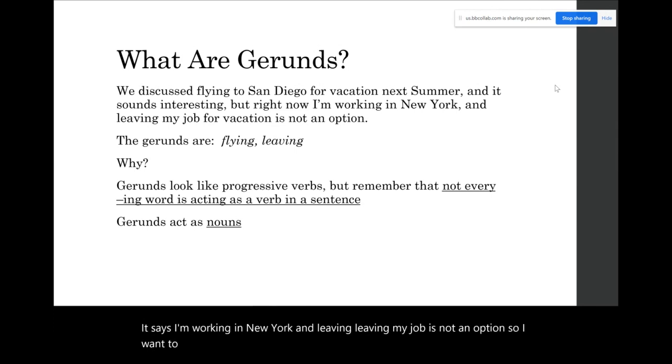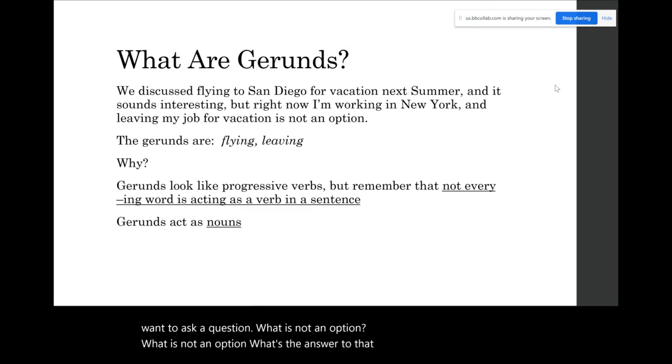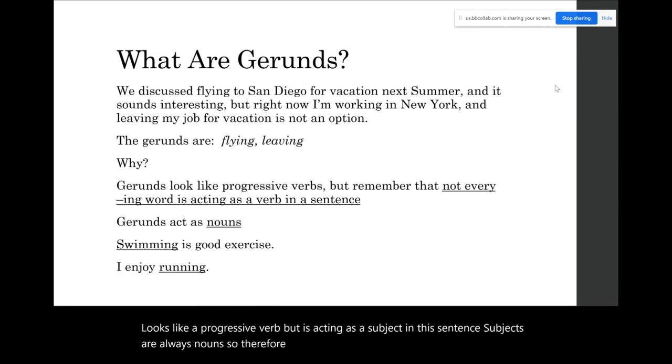So I want to ask a question. What is not an option? What's the answer to that question? According to the sentence, leaving. Leaving this job is not an option. So leaving is actually a subject, because leaving is connected to the verb is. Leaving is not an option. So again, we have leaving. It looks like a progressive verb, but it's acting as a subject in this sentence. Subjects are always nouns. So therefore, leaving is a gerund, okay? Because gerunds are nouns. They are things.